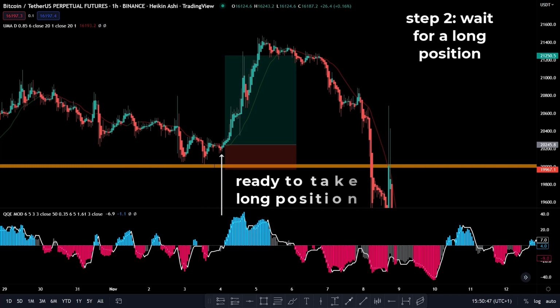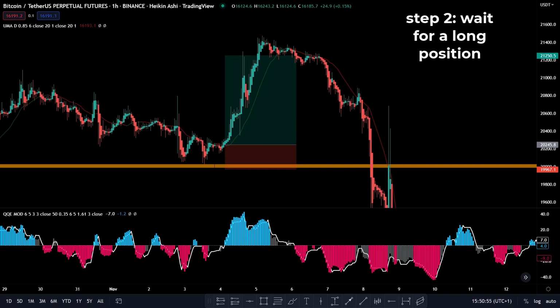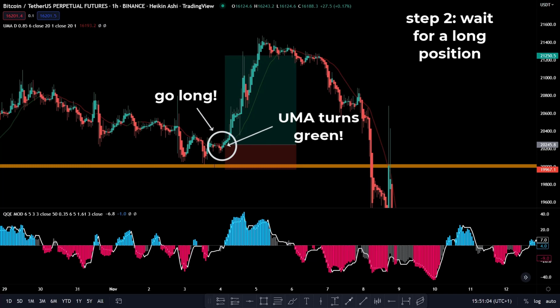We now look at the UMA line on the price graph. This UMA is green in upwards trending price movements and red in downwards movements. Whenever we have found a possible entry by looking at the QQE mod, we have to confirm this by checking if the UMA turned green. If all these things are in order, we can finally take our long entry position.